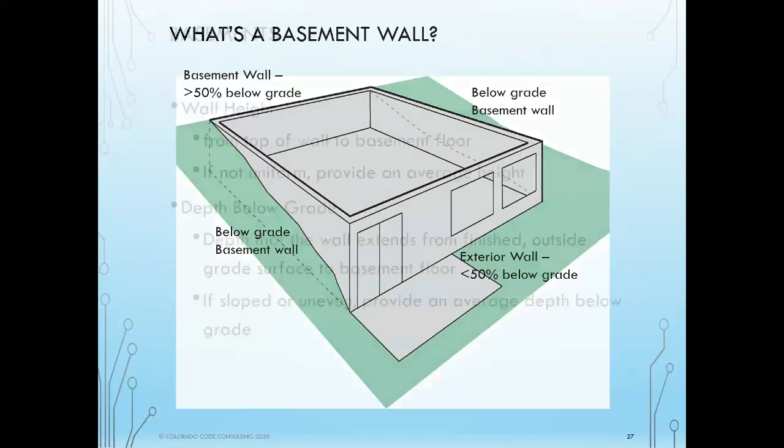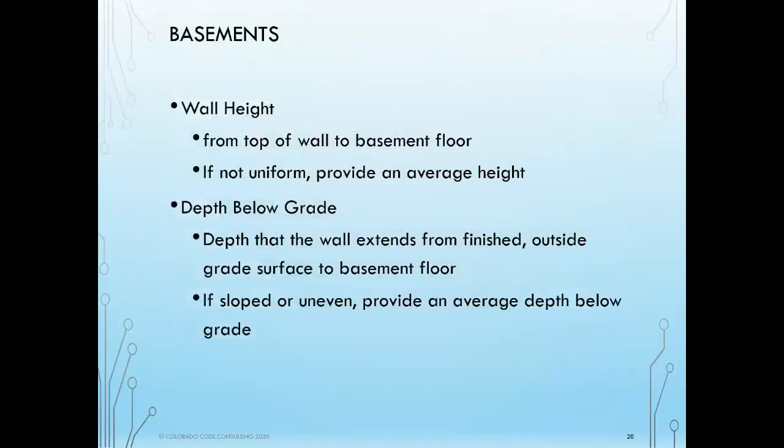Below grade basement. Got a question? No? Okay. Wall height, you actually have a little pop-up that'll come up that'll tell you what that is. Top to bottom of the wall, yeah, right. If it's not uniform, provide an average height. And that's why I said just do the 50-50. Then they're going to ask you what the depth is below grade, from finish to the outside. Again, if it's sloped or uneven, just do 50-50, just an average. If you do 50-50 and just say it's all above grade or all below grade, it's much, much simpler to do. But it makes a difference.